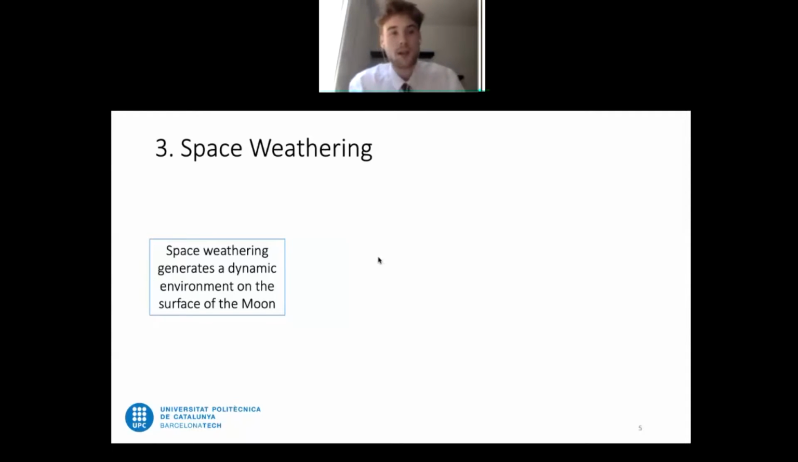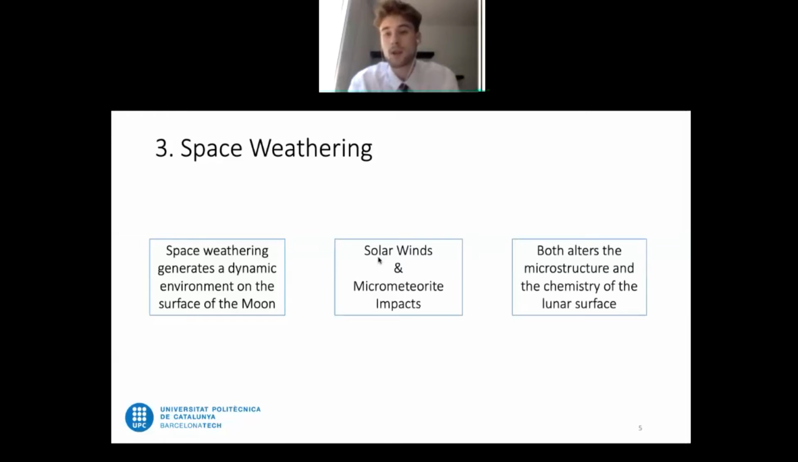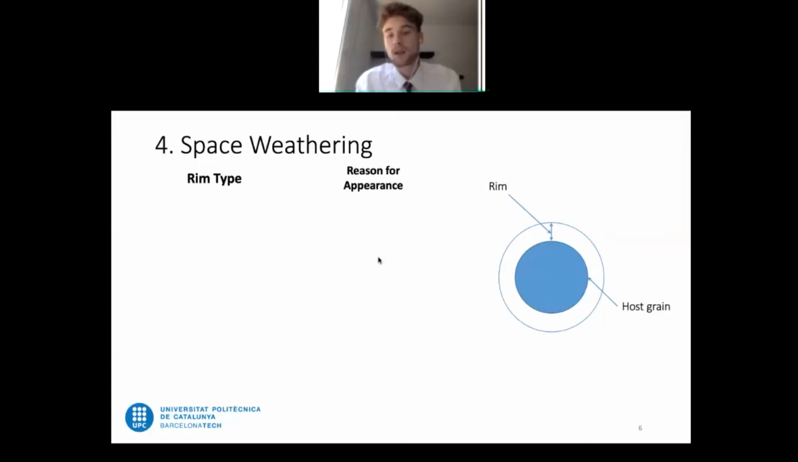So space weathering. Well, space weathering generates a dynamic environment on the surface of the moon and comes in the form of solar winds and micrometeorite impacts. Effectively, these two events both alter the microstructure and the chemistry of the lunar surface. But more specifically, how does this actually alter this lunar surface? Well, it comes in the form of rims.